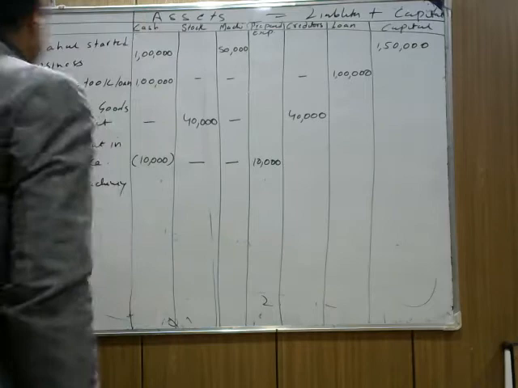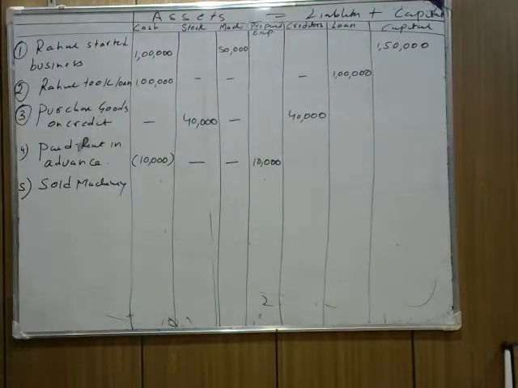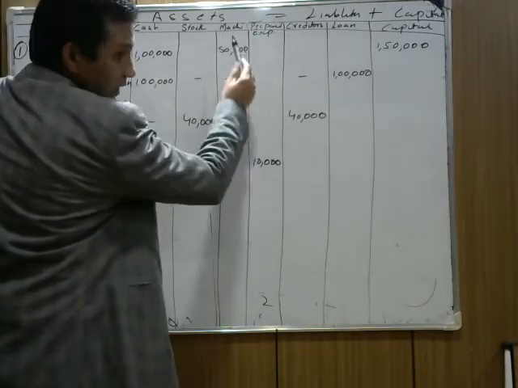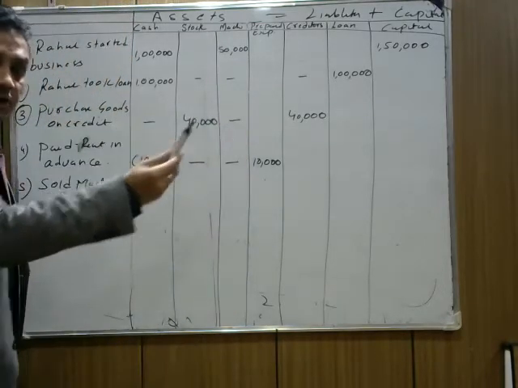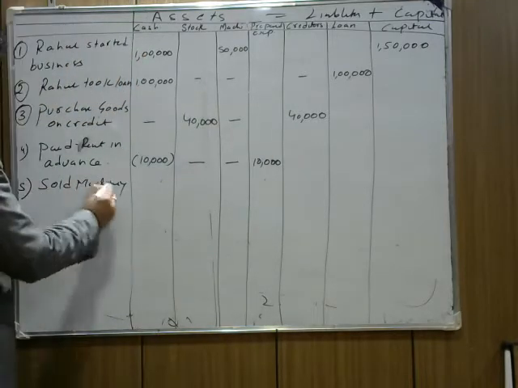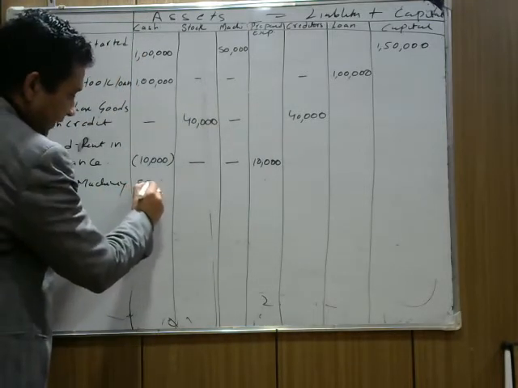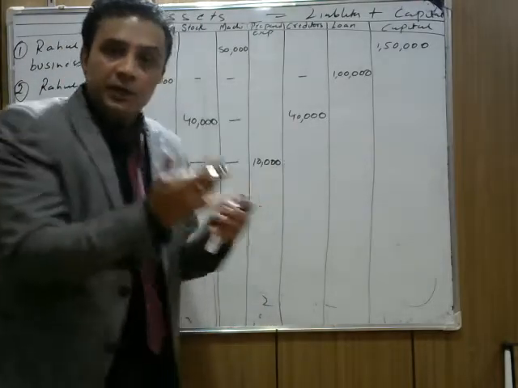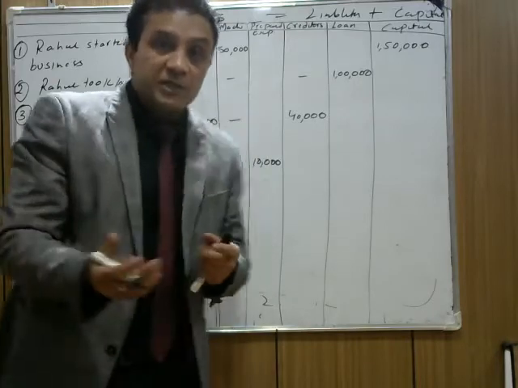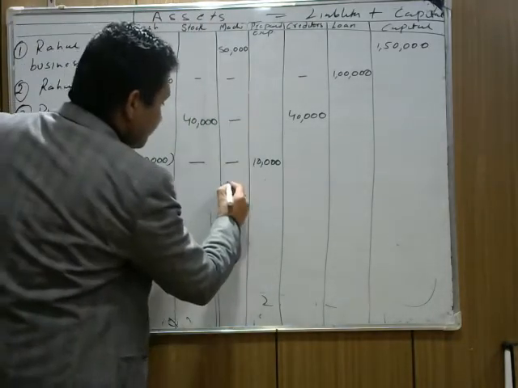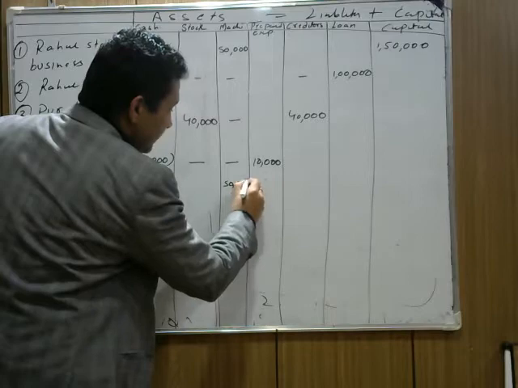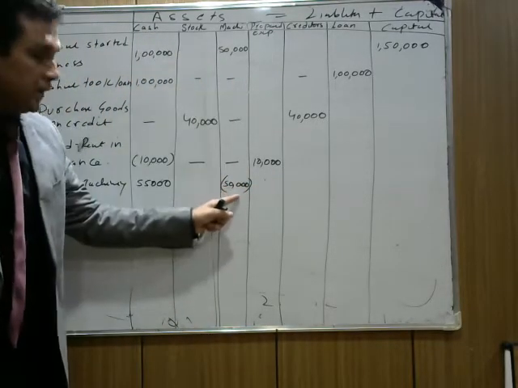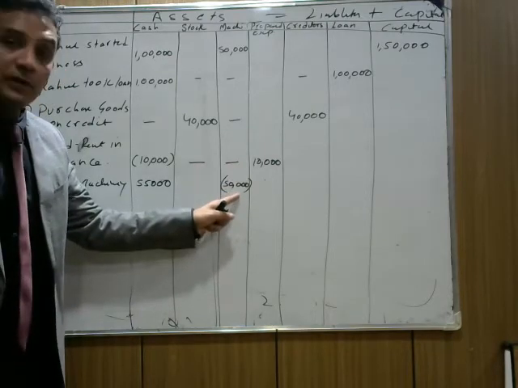Next is sold machinery. You sold machinery for 55,000. Now listen carefully. You have a machinery costing 50,000. You sold this machinery for 55,000. So when you sold machinery on cash, you get 55,000 rupees in cash. आपने machinery बेच दी. You get 55,000 in cash. But machinery worth rupees 50,000 is decreasing because you sold it.